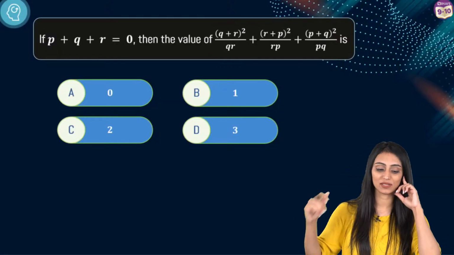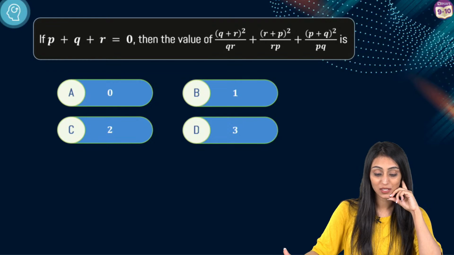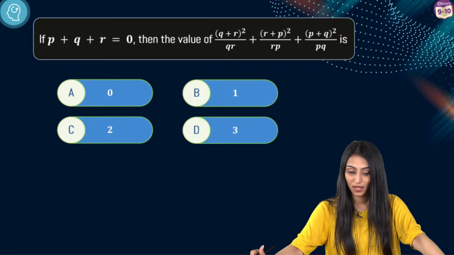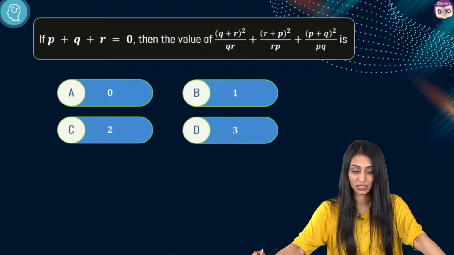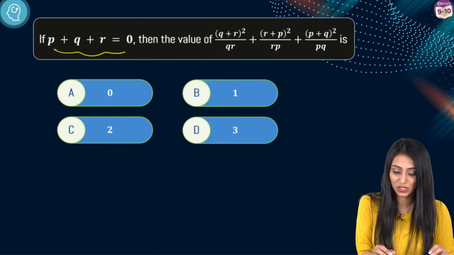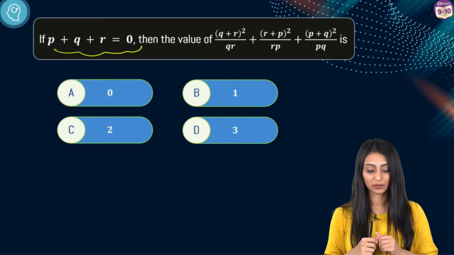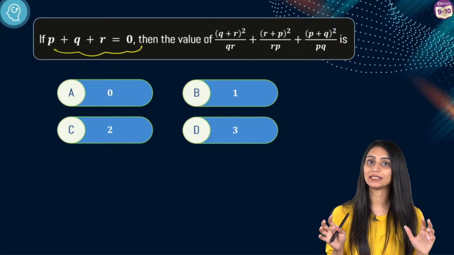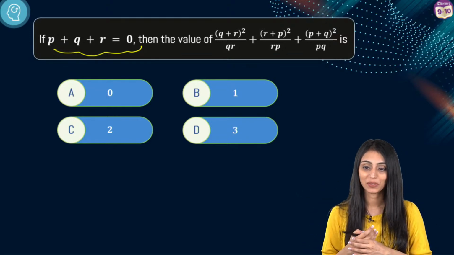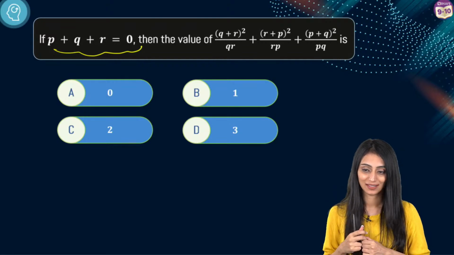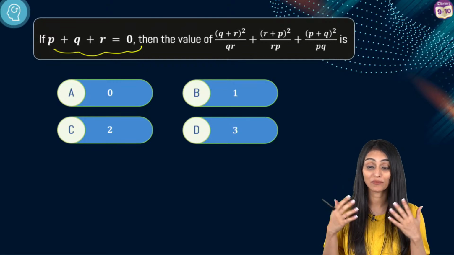Let's take a look at question number 6. If p plus q plus r is equal to 0, then find the value of (q plus r) whole square by qr, plus (r plus p) whole square upon rp, plus (p plus q) whole square upon pq. So what is the value going to be in this case if this is equal to 0? Now think about it. If you know the identities well, trust me, you would find these questions very simple. But the right identity should click in your mind. That will only happen when you have done a lot of practice.